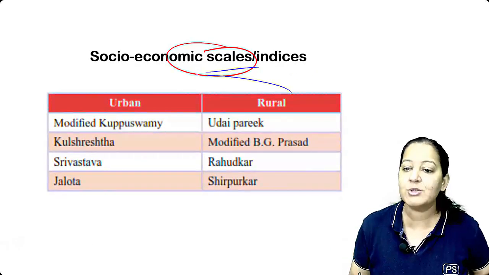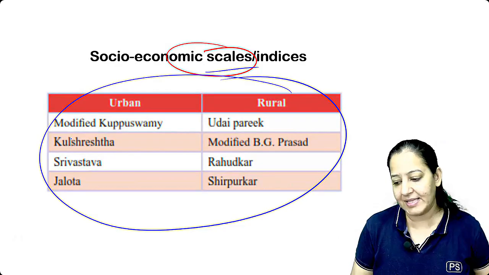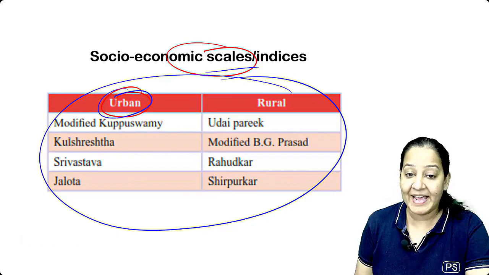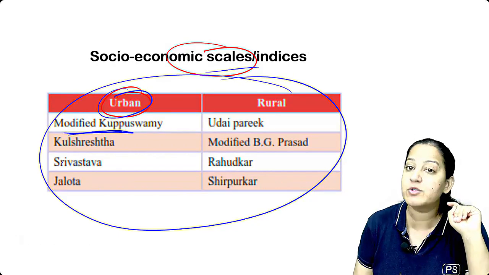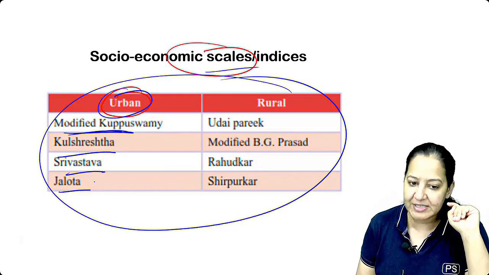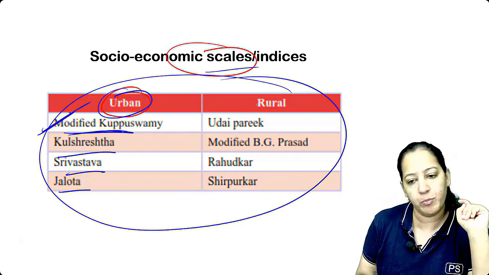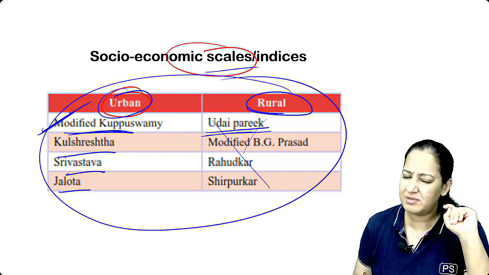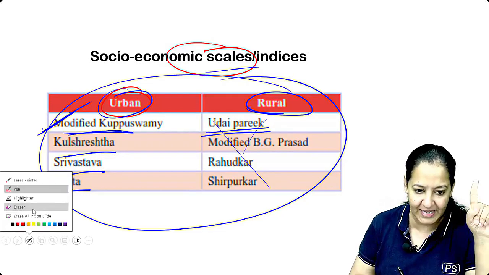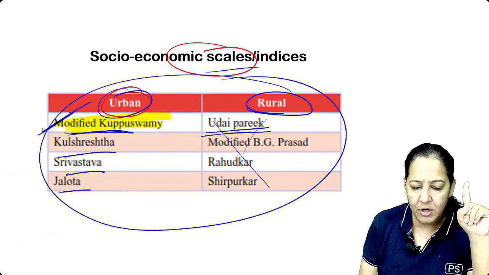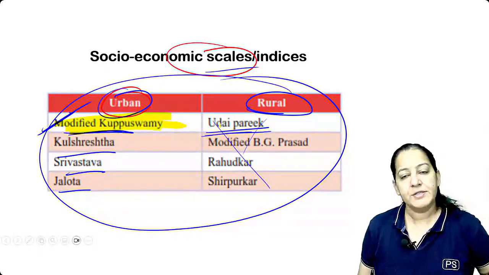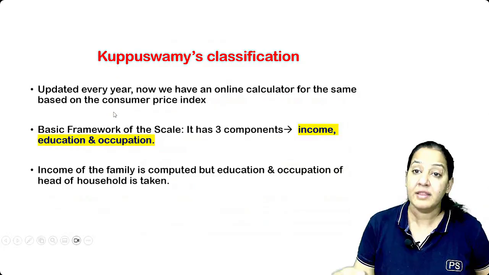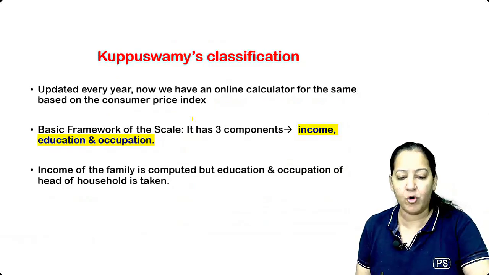So for the class, we have certain scales. I will teach you these scales. In the urban area, like in cities, we have the modified Kuppuswamy scale, Kulshrestha scale, Srivastav scale, and Jalota scale. I will teach you only one, Kuppuswamy. In the rural area, we have the Udai Pareek scale. Don't just see the name. Basically, one scale is important in your syllabus on which questions come, the Kuppuswamy scale. We all belong to urban area, most of the people belong to urban area. So in urban area, the class of the family is decided by the Kuppuswamy scale.